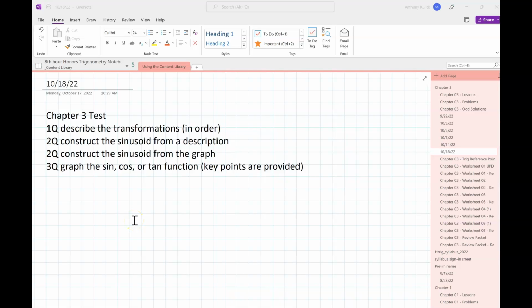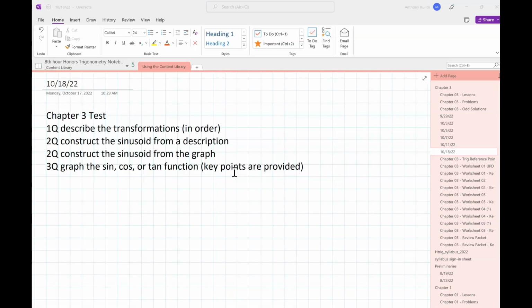Today is the review day, so let me take a minute and talk about the test format. One question where I ask you to describe the transformation in order. Two questions where I ask you to construct the sinusoid from the description. Two questions where I ask you to construct the sinusoid from the graph. And then three questions where I ask you to graph sine, cosine, or tangent function. The key points will be provided.